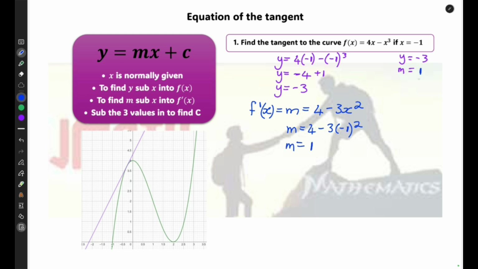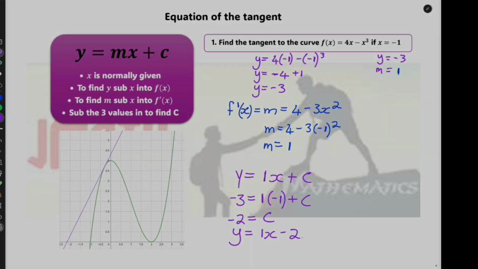So now I know all three of my values, and I can just go and sub them into y equals mx plus c. So y equals, I know m is 1, x plus c, and I can then sub in minus 3 in the place of y, and minus 1 in the place of x, and that would give me a minus 1 on the right. I take it over and it becomes a plus 1, so that is just minus 2 is equal to c. Therefore, y is equal to 1x minus 2 is the equation of the tangent.